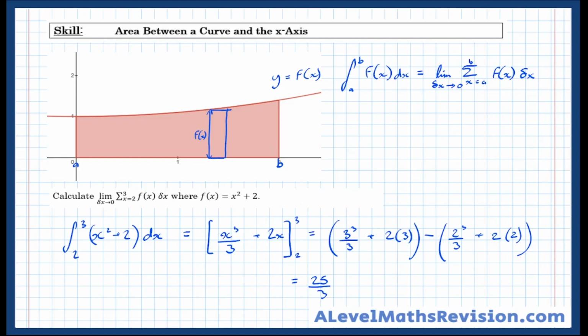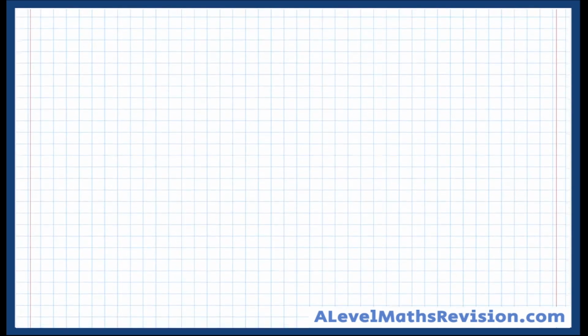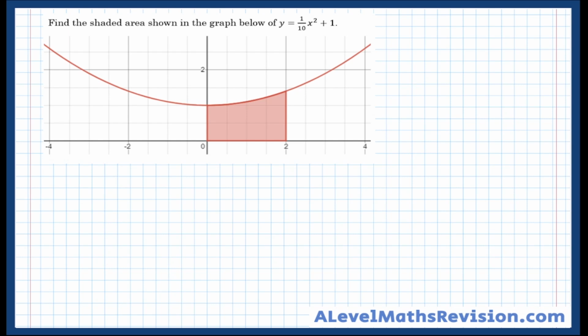And there we have it, summing an infinite number of rectangles to get the area between a curve and the x-axis. So let's move on to a more practical rather than theoretical example now. And there it is. Find the shaded area shown in the graph below of y equals a 10th x squared plus 1. Well, we know to find the area between two limits, i.e. as we saw before, to sum the infinite number of infinitely thin rectangles, we simply integrate between the two limits. So this one is the integral between 2 and 0 of a 10th x squared plus 1 with respect to x.